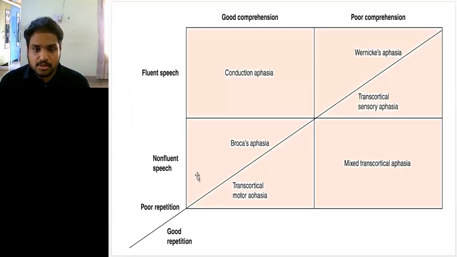Now, see, this is a table that helps you to easily understand the aphasias, right? In this table you can draw a table like this. On the left side you can write fluent speech.